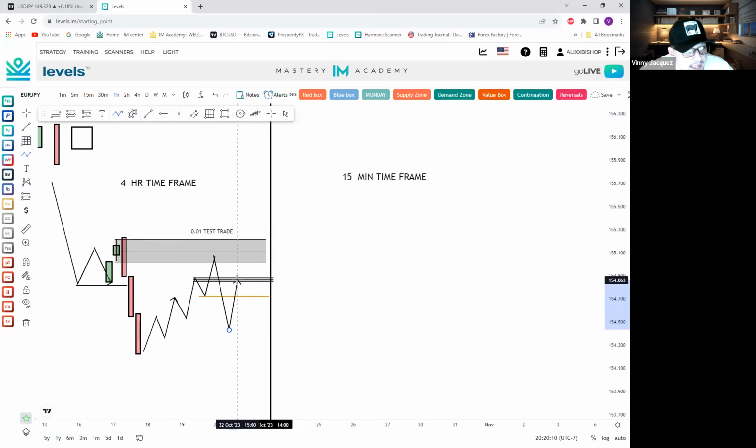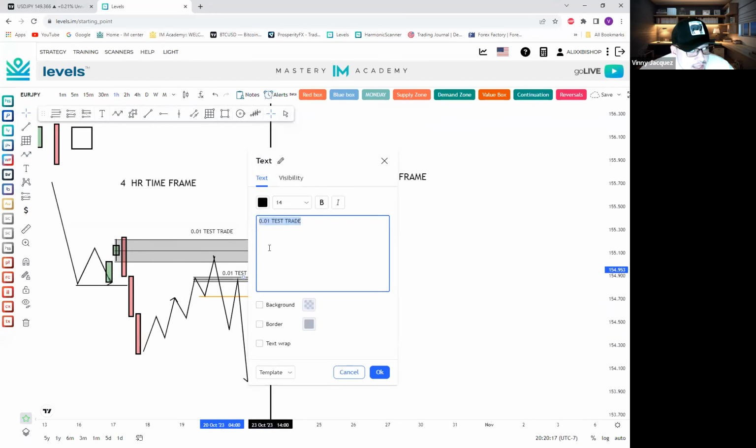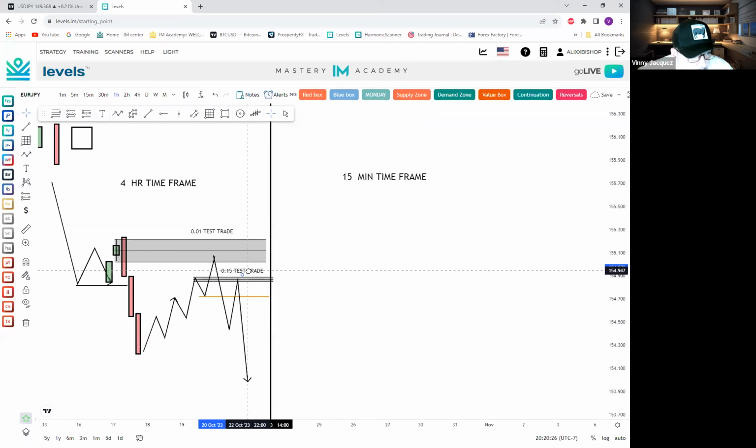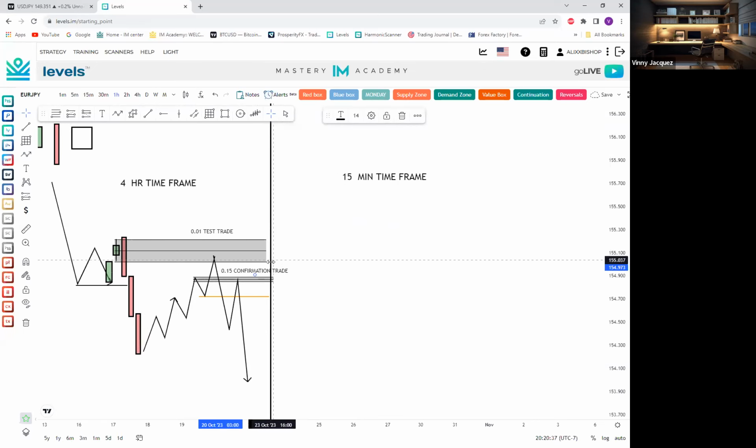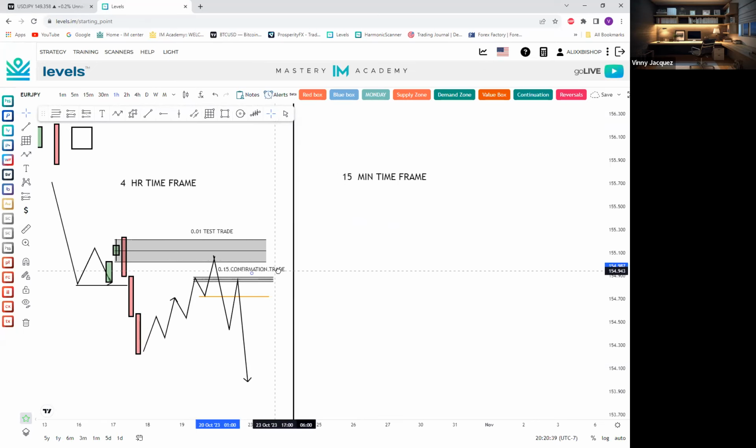As market pulls back and gives me this shoulder, Ricky, I'm gonna go ahead and enter a lot size that fits my trading account. Now, I don't know what your lot size is. I don't know what your trading account is. But let's just say in this example, it's 0.15. And this isn't a test trade, it's a confirmation trade. Does that make sense, Ricky?